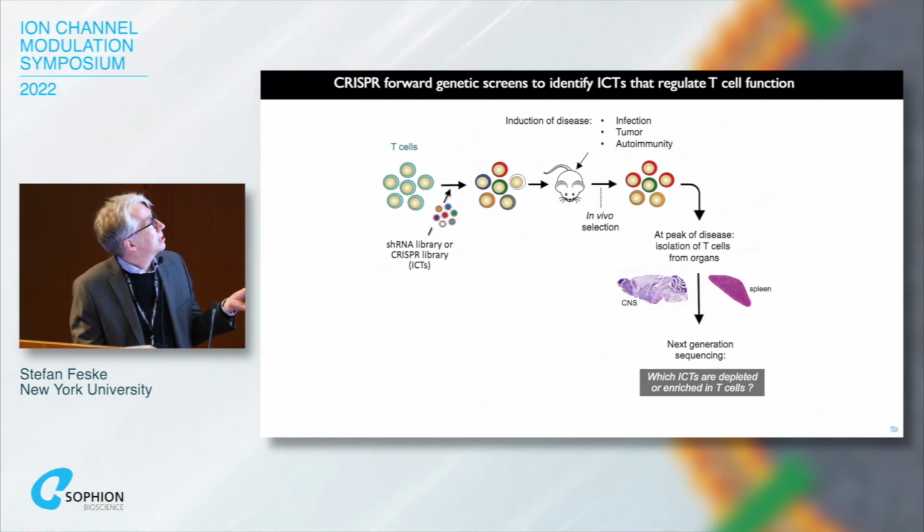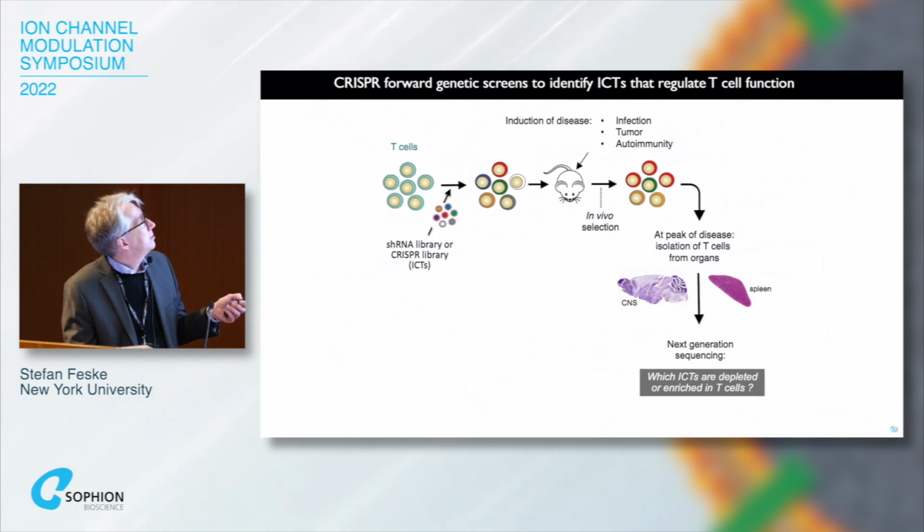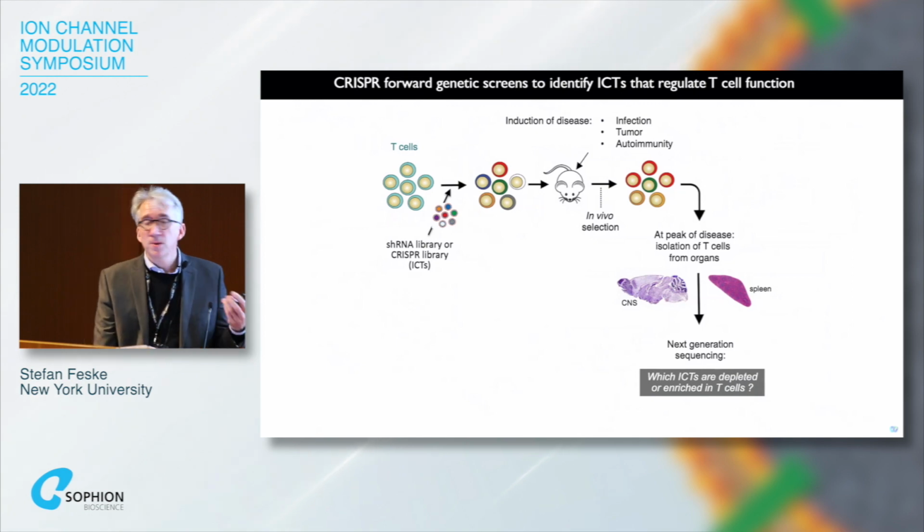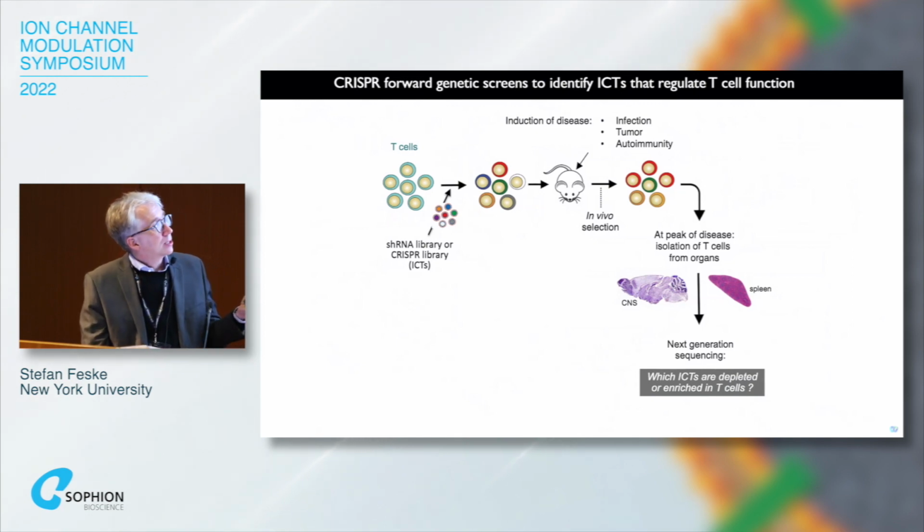Besides looking at expression, we are also doing forward genetic screens, CRISPR or shRNA screens. The general idea is that we use our library of hundreds of ion channels, knock them out in T cells, put these T cells back in mice, and then we induce different types of immune responses. This can be either infection with virus, tumors, or autoimmunity. And then several weeks later, we take out the T cells from the mice and look at the representation of the ion channels in these cells that we isolated from the end organs.